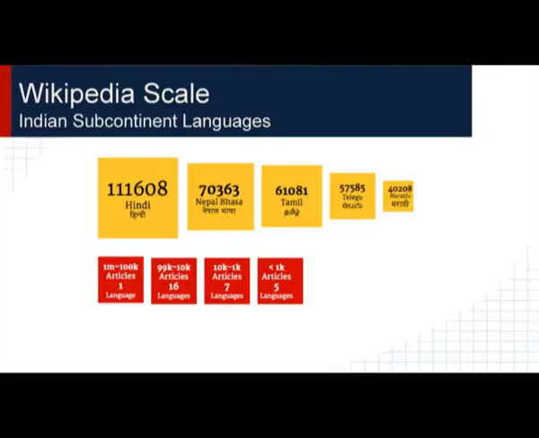Nepal Bhasha is a very small language and a very small community, but because it's so passionate, it stands at second number in our Indic language family. Isn't that interesting? It's a Devanagari-based script, so 70,000 articles there. Then Tamil. Tamil articles are very good in quality, most of them, but only 61,000.